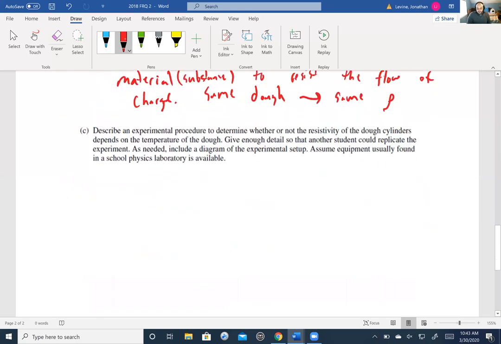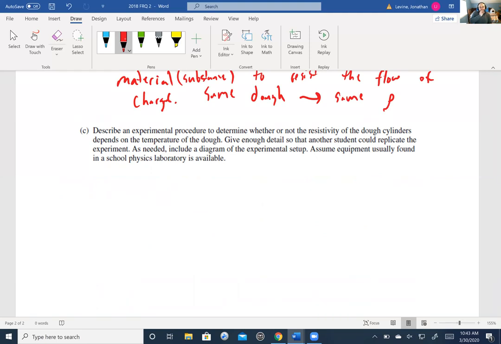So describe an experimental procedure to determine whether or not the resistivity of the dough cylinders depends on the temperature of the dough. Give enough details so that another student could replicate the experiment as needed. Include a diagram of the experimental setup. Assume equipment usually found in school physics laboratory is available. Oof. All right, what would we do?